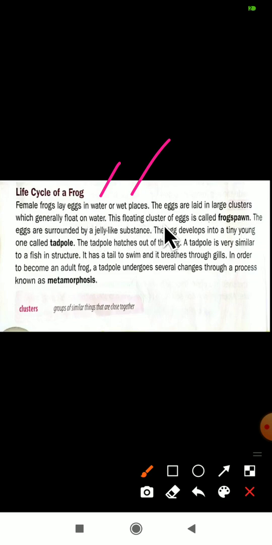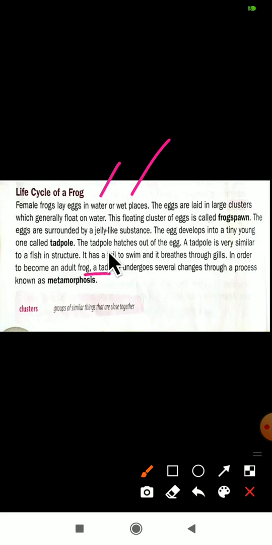This floating cluster of eggs is called frog spawn. The eggs are surrounded by a jelly-like substance. The egg develops into a tiny young one called a tadpole. When the egg develops into a young one, we call it a tadpole.